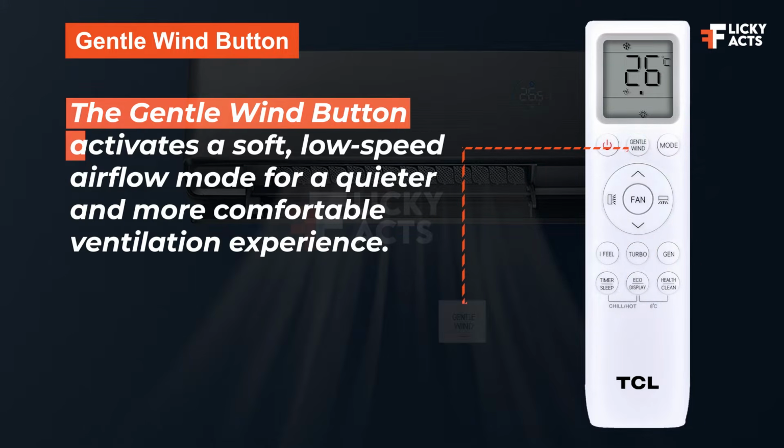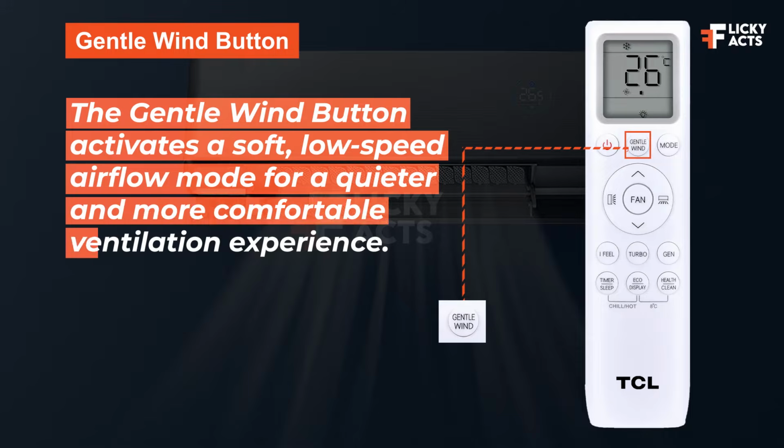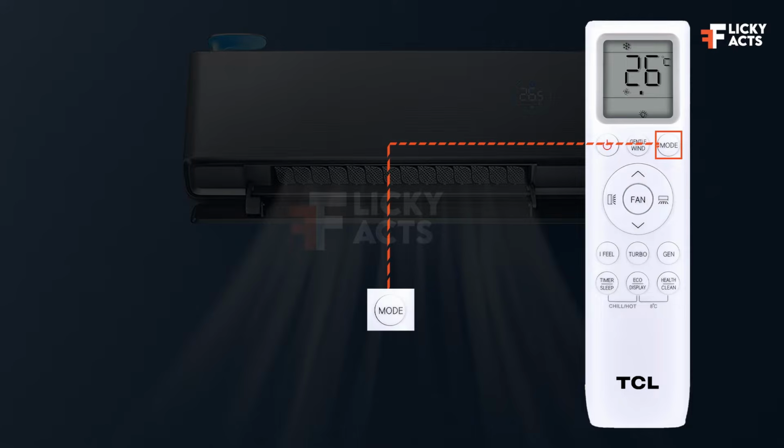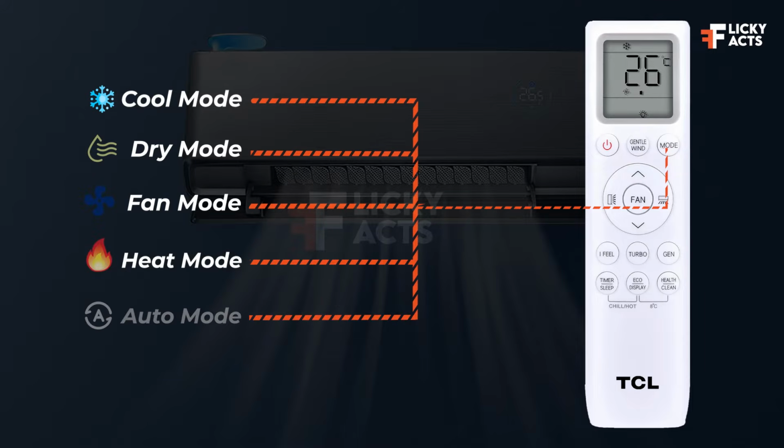The gentle wind button activates a soft, low-speed airflow mode for a quieter and more comfortable ventilation experience. Press the mode button to cycle through different modes depending on your need. Cool mode, dry mode, fan mode, heat mode, auto mode.